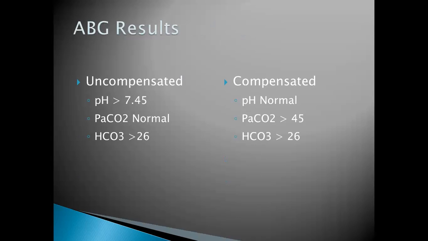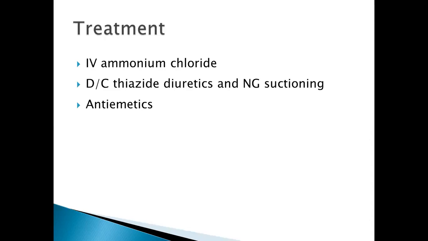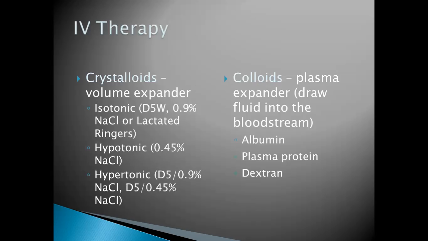ABG results: if uncompensated, we are expecting increased pH with increased bicarbonate but normal PaCO2. If it is compensated, PaCO2 will also rise with normalization of pH. So treatment includes IV ammonium chloride, thiazide diuretics, and nasogastric suctioning antiemetics. We have to discontinue nasogastric suctioning and thiazide diuretics.